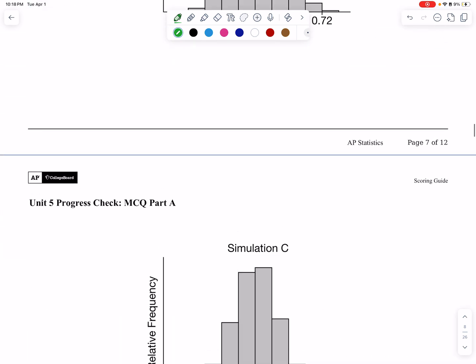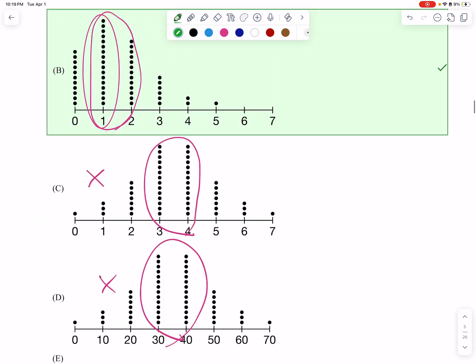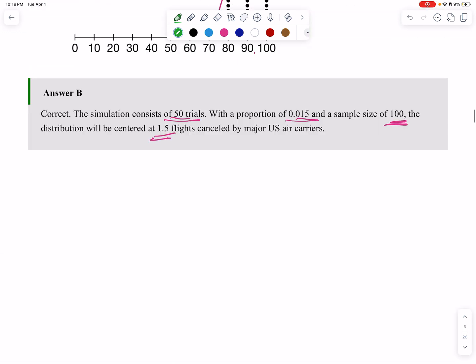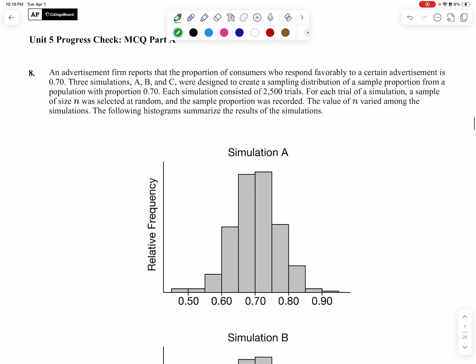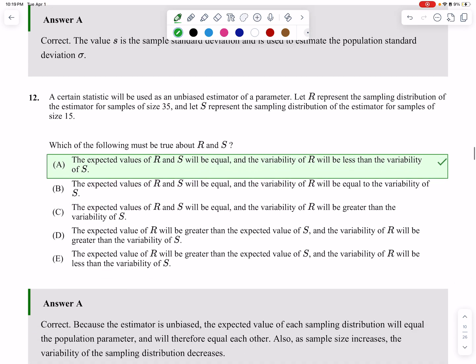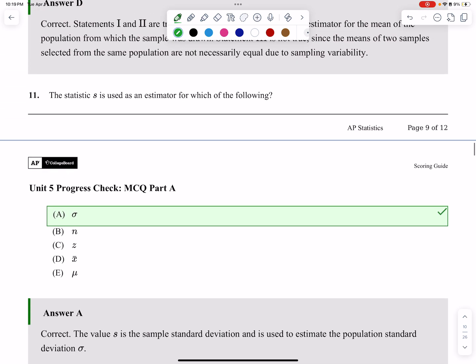Oh, wait, I did 9, and I guess I did 7. Okay, so I guess I did an extra one for you before. That's okay. So I did 9 for you, so you got a little hint on that one. All right. Let's see if I did 11. So it says the statistic S is used for what estimated for? Oh, that's standard deviation. That's it. Okay.